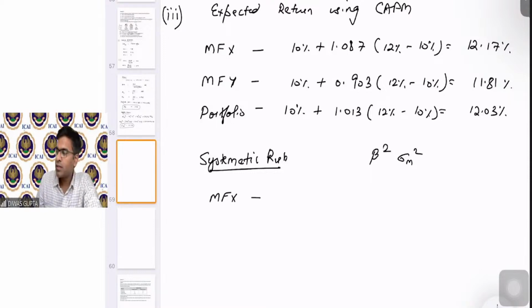For mutual fund X, the systematic risk is 1.087 square and standard deviation of market square. What is the standard deviation of market? 3.1. That is given in that table, right? That was already variance. That was given 3.663.